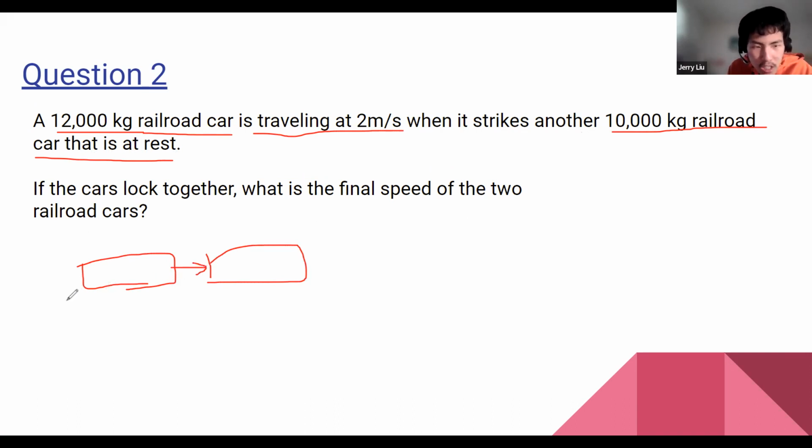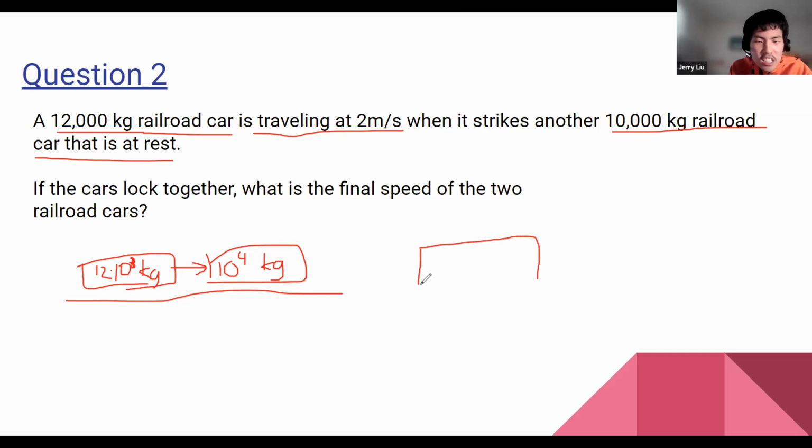This is before the collision. You have two cars on the rails, and this one is 12 times 10 to the power 3 kilograms, and this one is 10 to the power 4 kilograms. And after the collision, since these two join together, that's effectively a 22,000 kilogram object that's just moving in one direction.